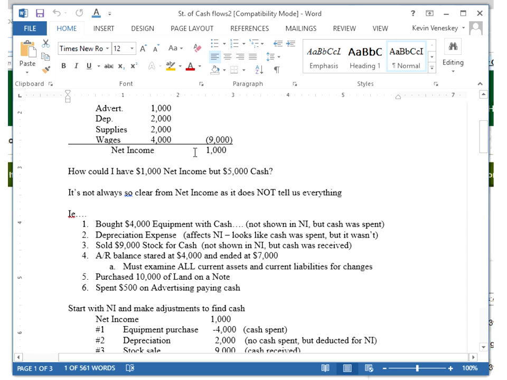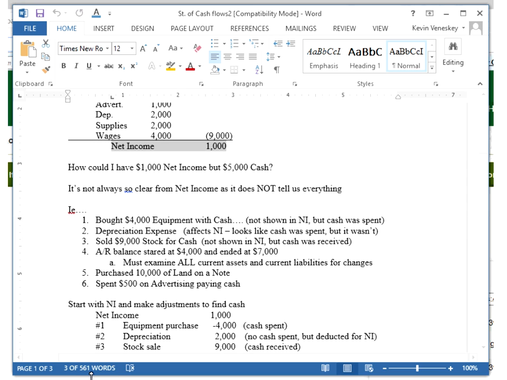So I need to pretend that this net income, what if it did have that $9,000? I need to make an adjustment down here on my statement of cash flow, the real brief version. I need to show that I received $9,000, and that's going to help explain where all my cash came from.